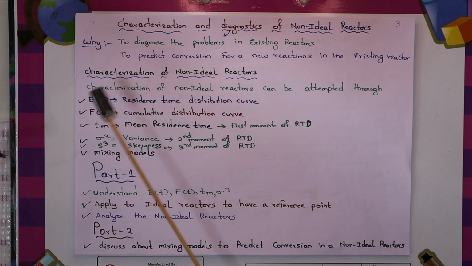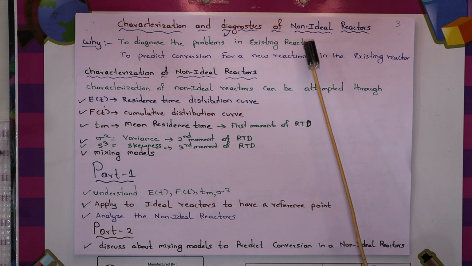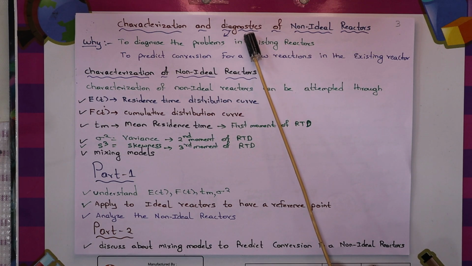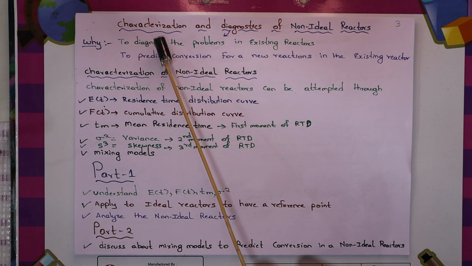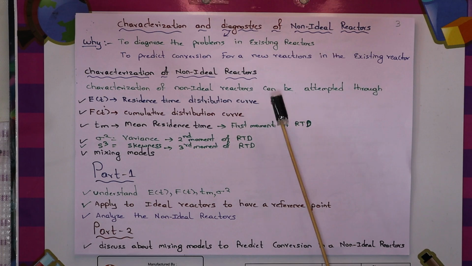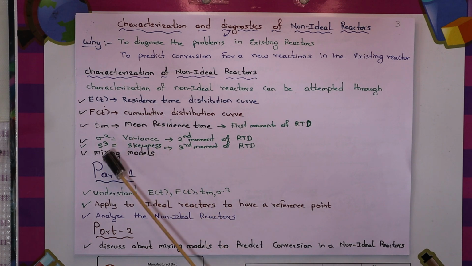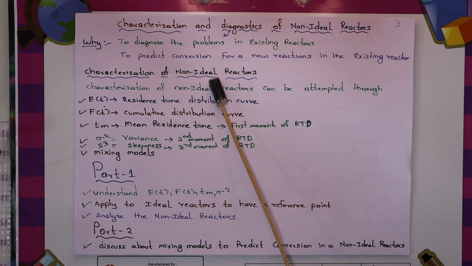This talks about what we get from RTD. RTD gives information about characterization and diagnostics of non-ideal reactors. That means we can get what non-ideality is present and how much, from observing the characteristics of the non-ideal reactors. To observe these characteristics, we use a few parameters: E of t, the residence time distribution, cumulative distribution, mean residence time, variance, skewness, and mixing models. These are some characteristics we can get from the RTD experiments.